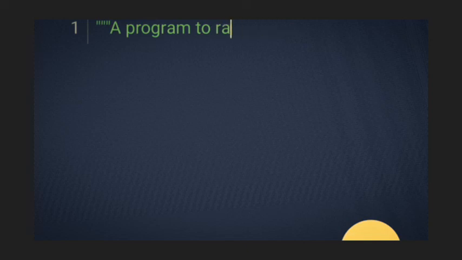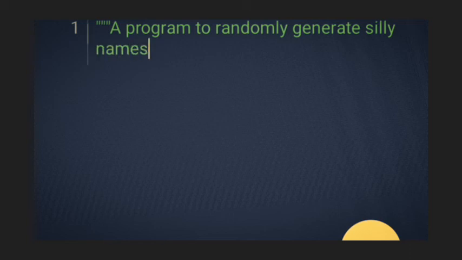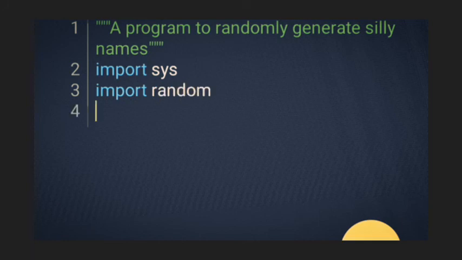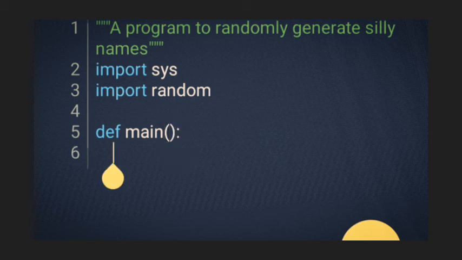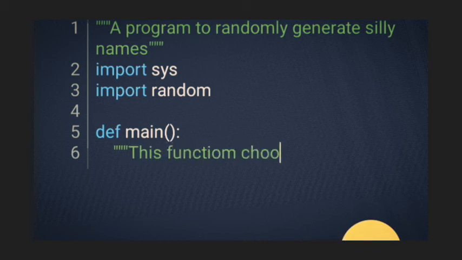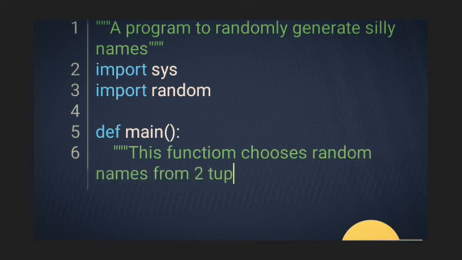Hi, so we're making a program to randomly generate silly names, okay? So the first thing we do, we import sys, then we import random, then we define the main function, and of course we comment about what it would be. So this function basically just tells the program to choose between two tuples of names and randomly pick from each one of them.